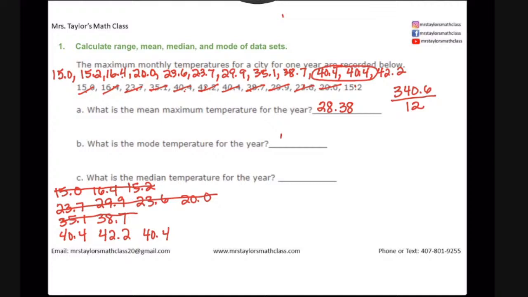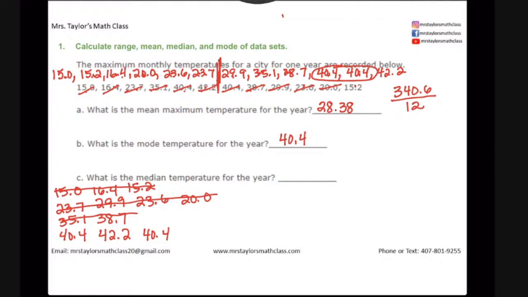So we put that here. And then what is the median? The median is going to be the middle number once you put the numbers in order from least to greatest. So we have 12 numbers. So 1, 2, 3, 4, 5, 6. So halfway, 1, 2, 3, 5, 6, yes.